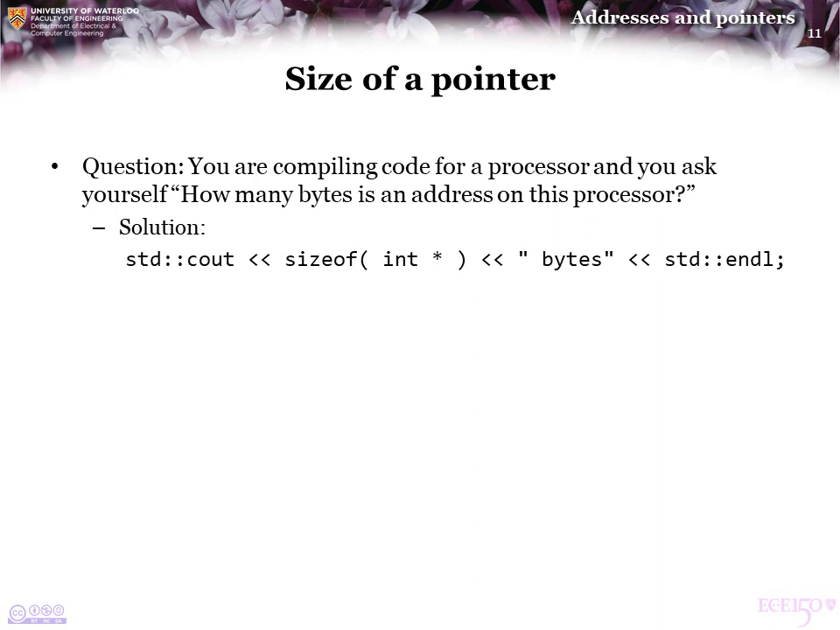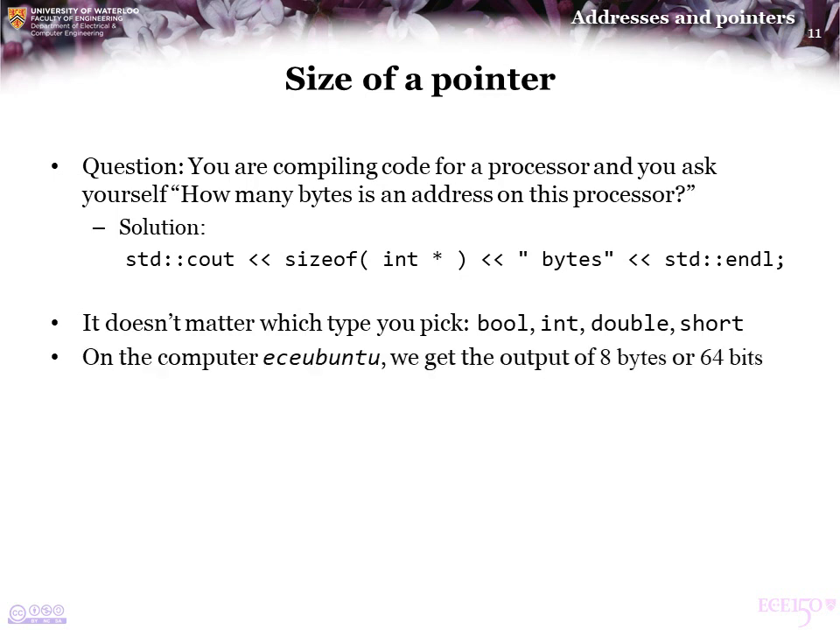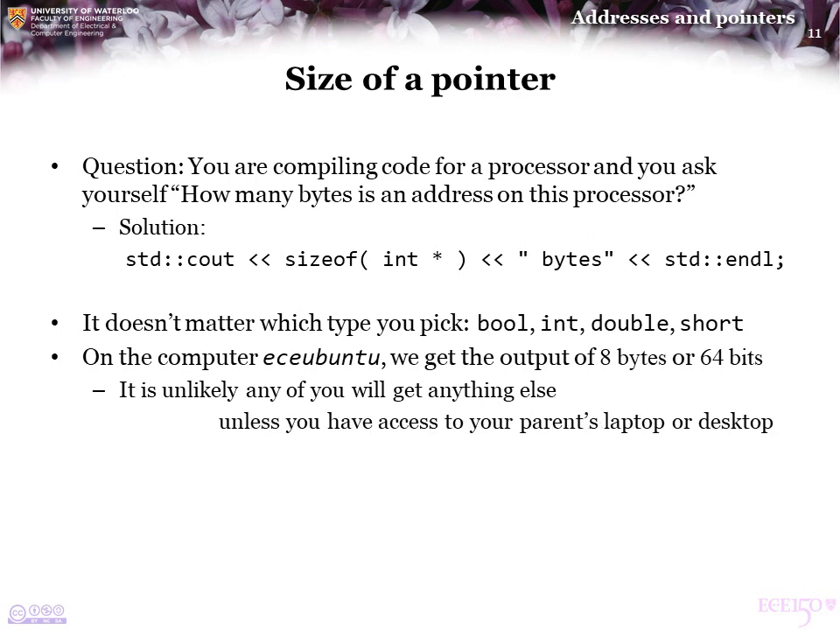Well, it doesn't really matter whether or not you pick int, bool, double, or short, because all addresses are the same size. Now, on the computer ECE Ubuntu, we get an output of 8 bytes indicating that ECE Ubuntu is a 64-bit computer. That means that all addresses are 64 bits long. It's unlikely any of you will ever get anything else. Well, that is unless you have access to your parents' or your grandparents' laptop or desktop from decades ago.